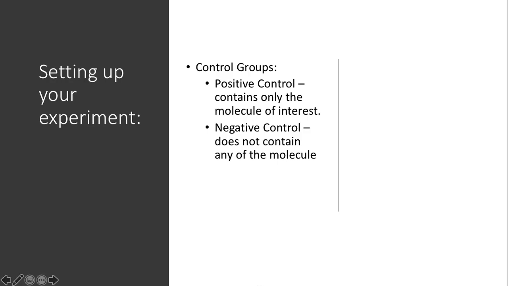So this positive control is essentially whenever we have something that reacts the way that we intend on it reacting in that situation, if that molecule of interest is present. A negative control does not contain any of it. So a negative control is not going to turn red. So that way we know exactly what our experimental groups look like if they do not react to that reagent.